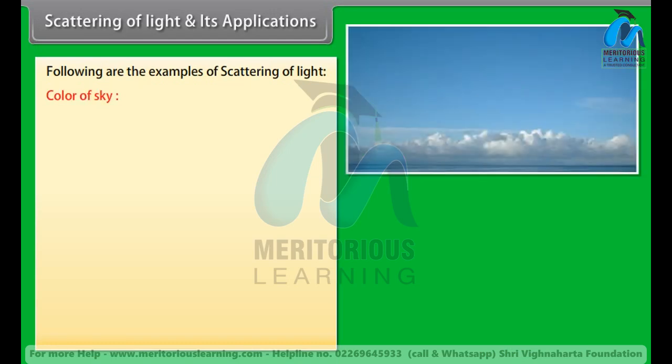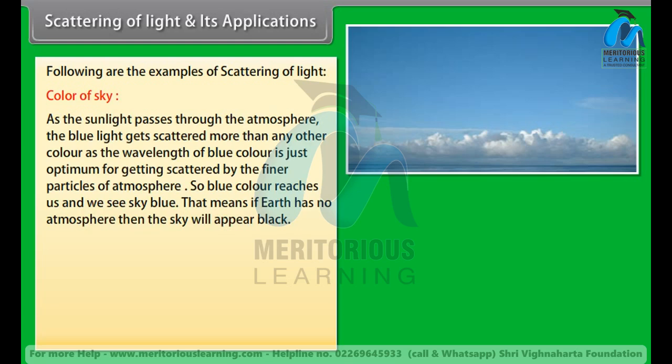Color of sky. As the sunlight passes through the atmosphere, the blue light gets scattered more than any other color, as the wavelength of blue color is just optimum for getting scattered by the finer particles of the atmosphere. So blue color reaches us and we see the sky as blue. That means if Earth had no atmosphere, then the sky would appear black.